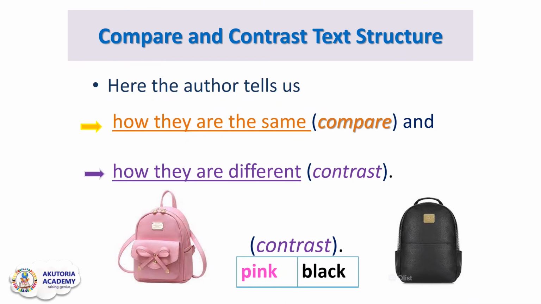But when I want to make a contrast, I will identify one as pink and the other as black. That's the difference between these pictures. One of the pictures is a picture of a pink bag and the other is a picture of a black bag. Okay? So let's see an example of compare and contrast text structure.